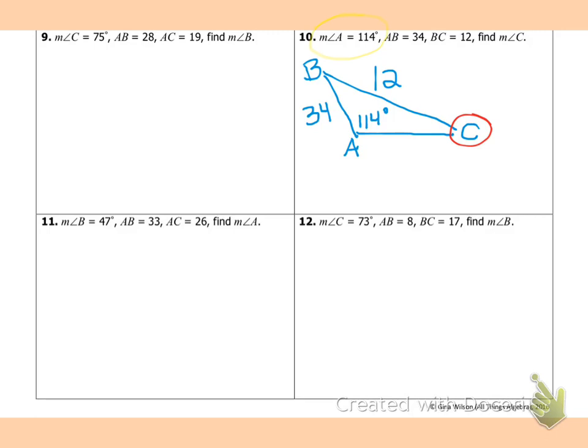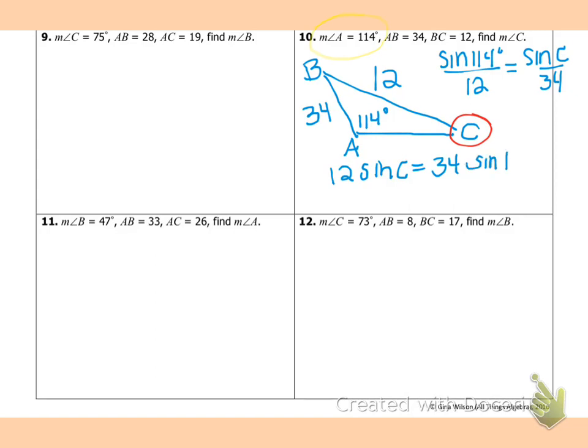So when I set up my proportion, my law of sines, I have the sine of 114 over 12, and then the sine of C over 34. Doing the cross products would give me 12 times the sine of C equals 34 times the sine of 112. And, not 112, sorry, 114. I'd have to divide both sides by 12 now.